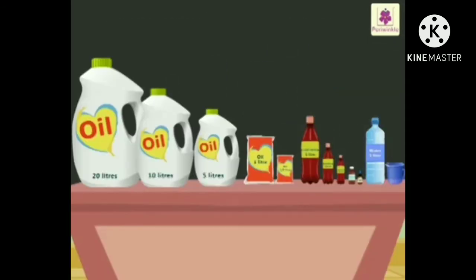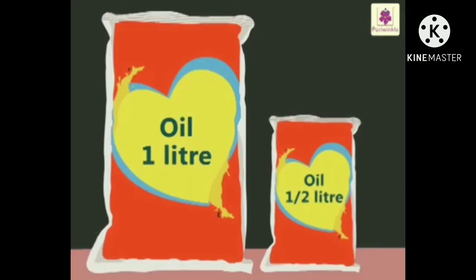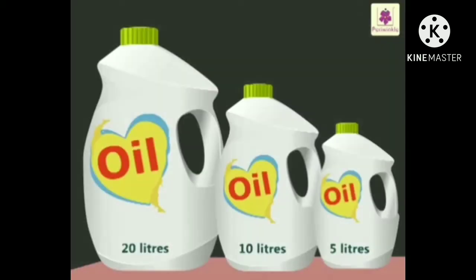Certain liquids in markets are sold in liters and milliliters. Let's have a look at a few such examples. 1. Cold drinks are sold in bottles that can hold 200 milliliters, 500 milliliters, and 1 liter. 2. We have seen cooking oil getting sold in pouches that can hold half a liter or 1 liter. The big cans can hold 5, 10, 20 liters of oil.